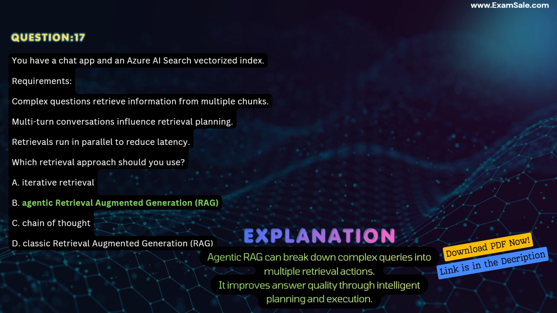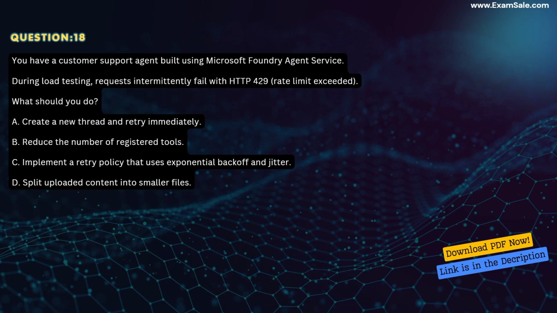Question 18. You have a customer support agent built using Microsoft Foundry Agent Service. During load testing, requests intermittently fail with HTTP 429, rate limit exceeded. What should you do? A. Create a new thread and retry immediately. B. Reduce the number of registered tools. C. Implement a retry policy that uses exponential backoff and jitter. D. Split uploaded content into smaller files.